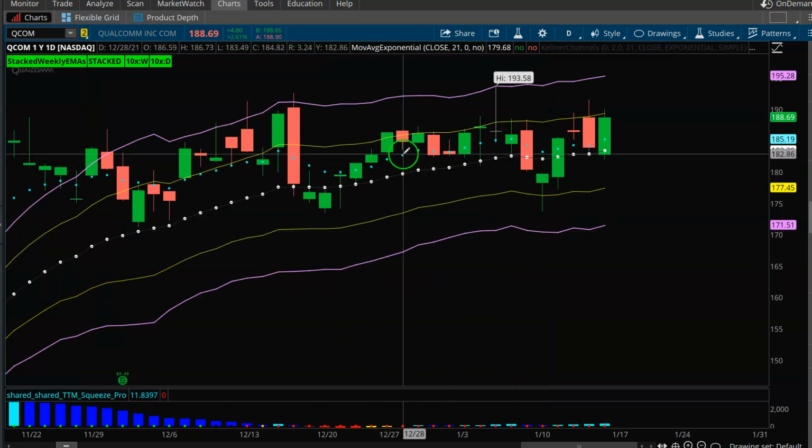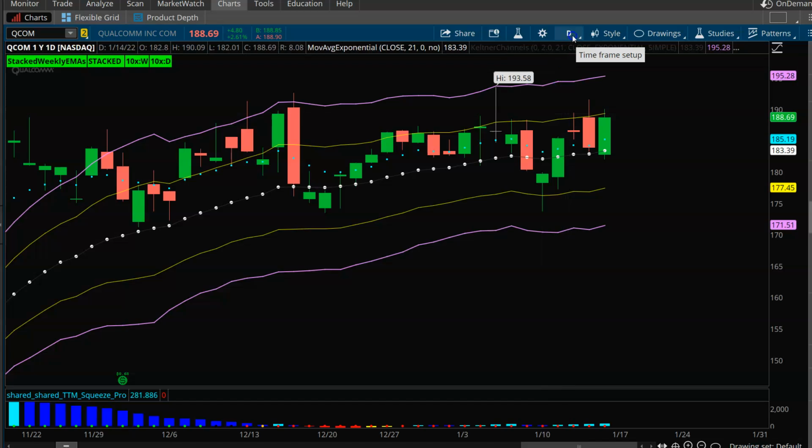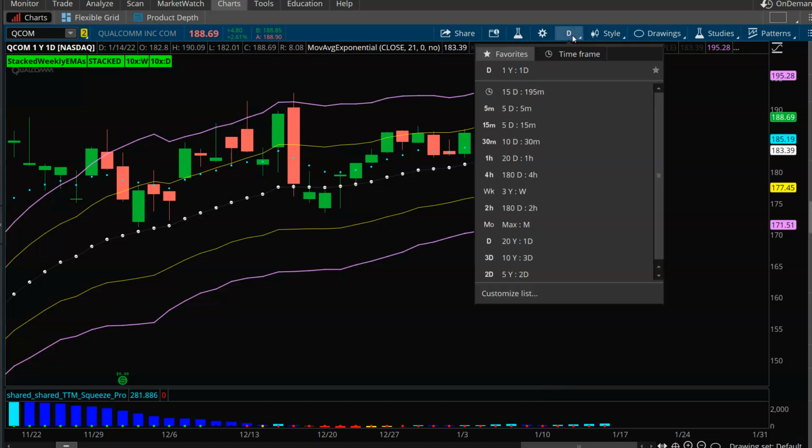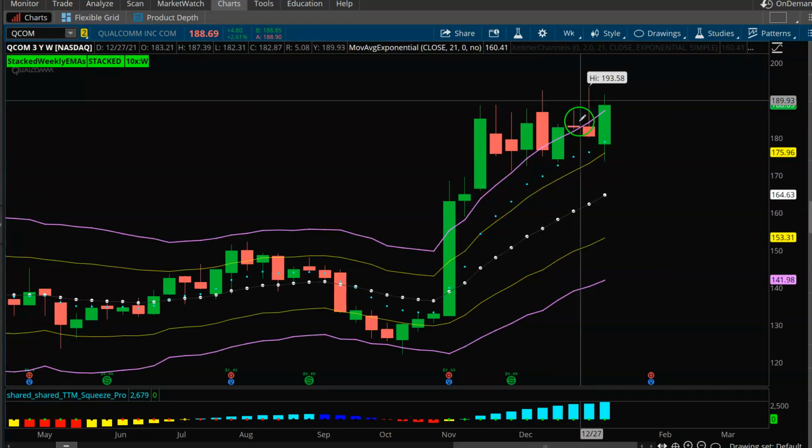And then for your second EMA, you're going to right click and set the length to 8. I have my 8 EMA as blue. As soon as you do that, you're going to have the 21 period EMA and the 8 period EMA on basically any time frame. So you have it on your weekly, here's the weekly 21 and the weekly 8.